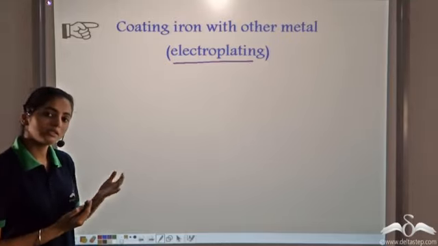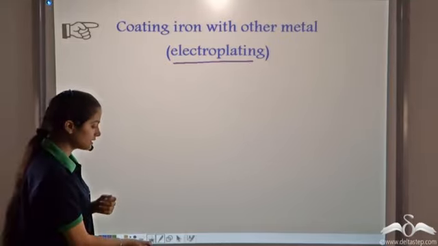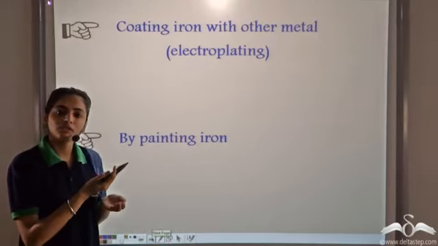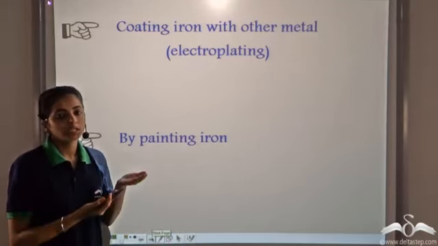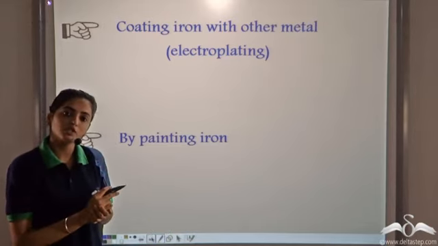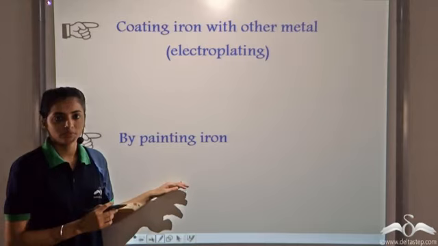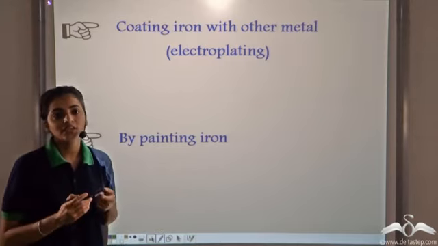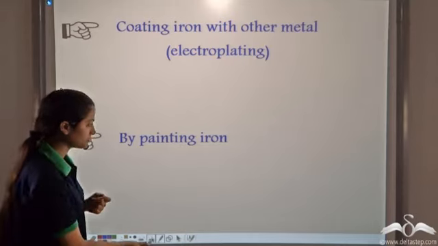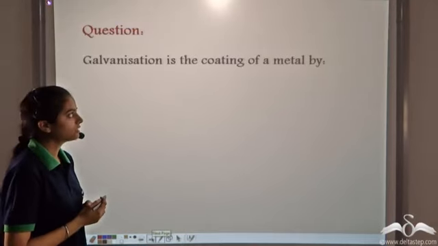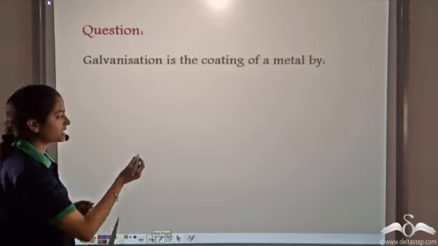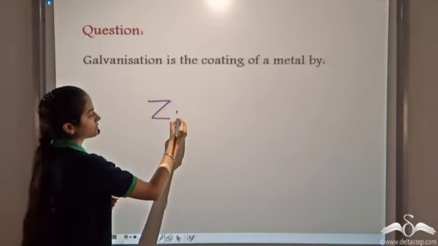And one more method which works along similar lines is painting iron. When we paint iron with some other substance, even that prevents the surface from coming in contact with oxygen and moisture, so it prevents corrosion. So these are the different ways that we can use to prevent corrosion from taking place. Galvanization is the coating of a metal, and during galvanization we use zinc.